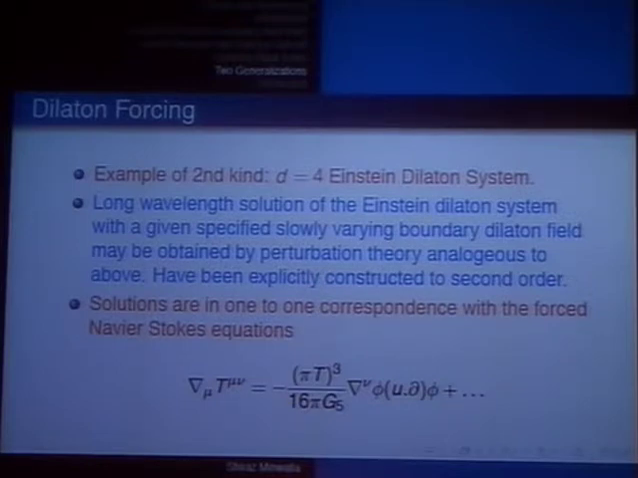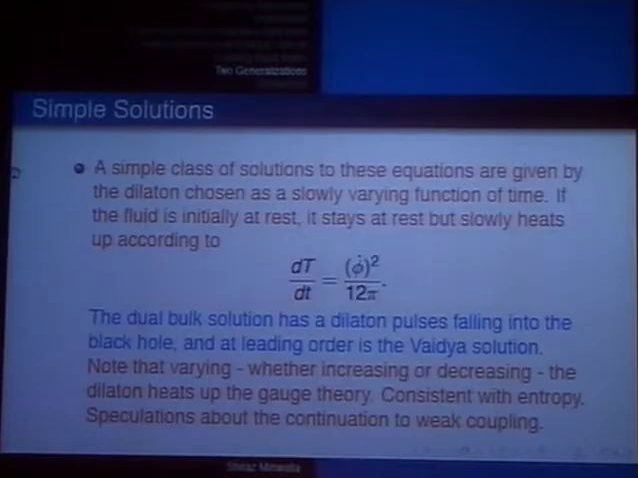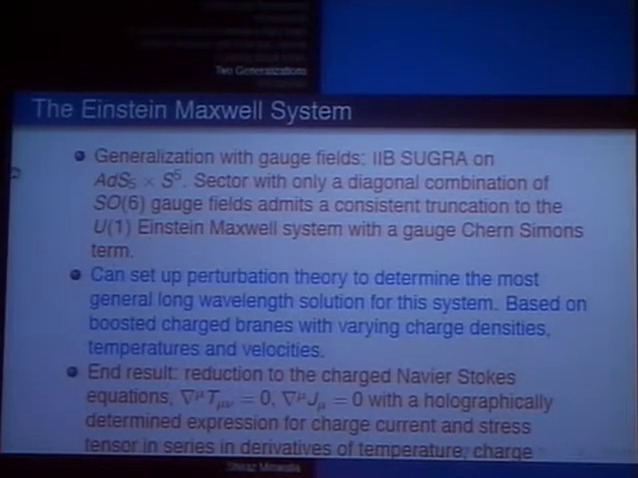In 4 dimensions, we worked out the same story with the Einstein dilaton system, and we found once again the correspondence between regular long wavelength solutions to the Einstein dilaton equations and the Navier-Stokes equations that are forced by a forcing term that depends on the dilaton. We know this to more precision than I've written down here, but okay. There are some interesting solutions you can write down, but forget that.